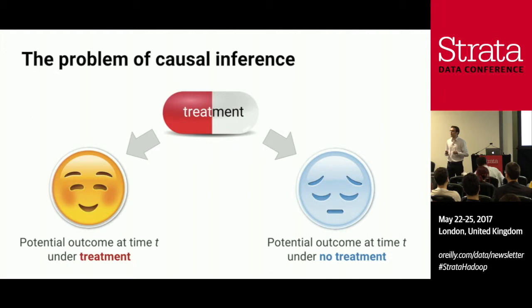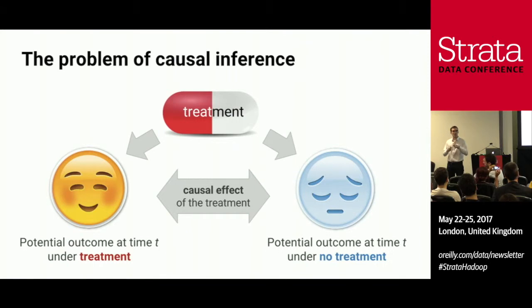And that's a problem because the causal effect of the treatment is the difference between those two potential outcomes. Since we can't observe both at the same time, we can never ever observe a causal effect. We can only hope to estimate it through clever data acquisition and statistical modeling.